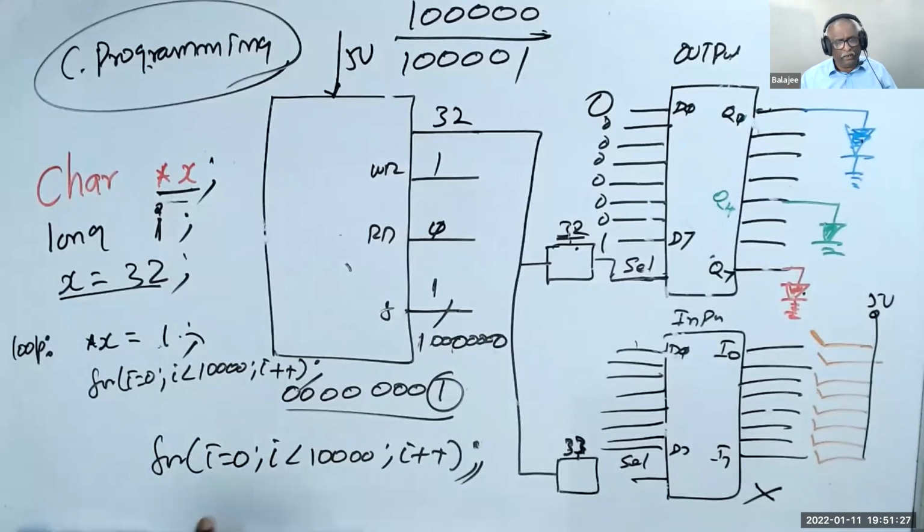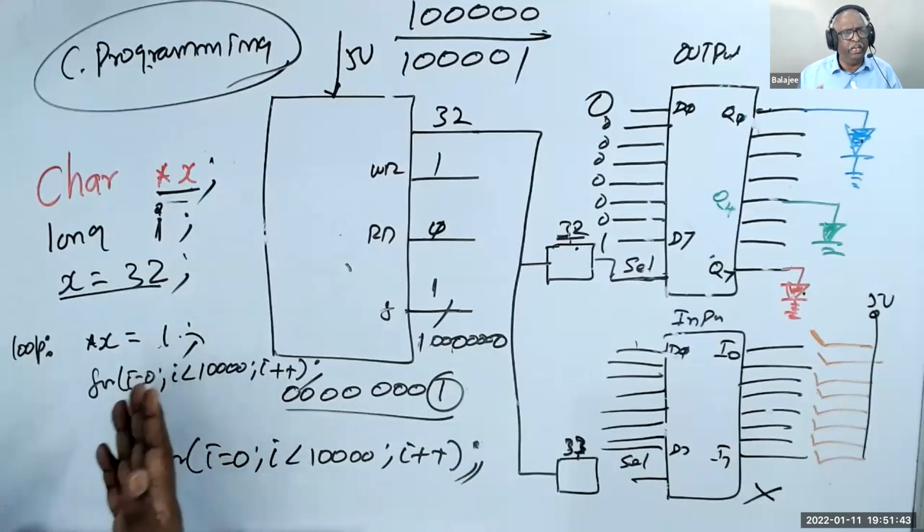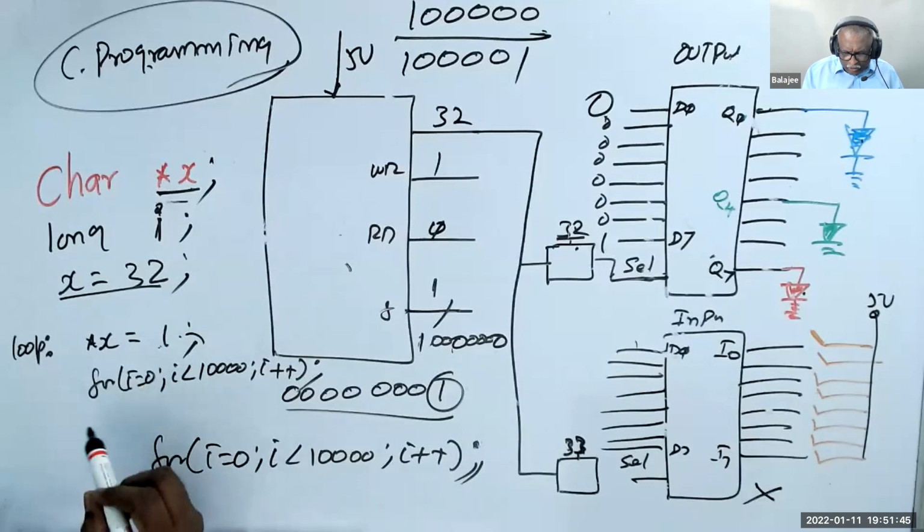Nothing. What I'm doing is telling the C program, you start with 0, up to 10,000, count one by one. That means that you are sitting in a room with the light on, then you close your eyes and count 1, 2, 3, 4, 5, 6. Like that, this guy is counting. This is indirectly called delay.